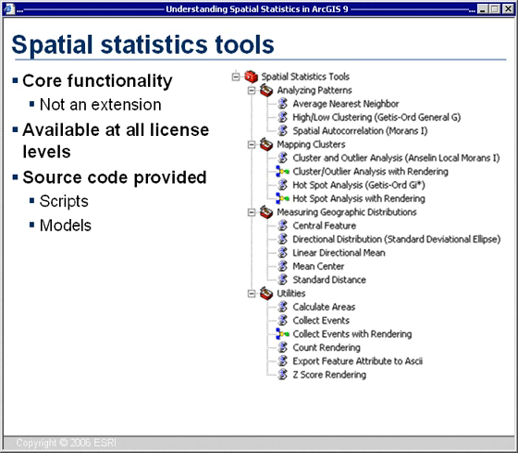ArcGIS 9 comes packaged with the spatial statistics tools needed for doing spatial distribution and pattern analysis. The tools are located in the Spatial Statistics Tools toolbox shown here. In this seminar, we will concentrate our time on 3 of the 4 tool sets. It is important to understand that these tools are core functionality included in ArcGIS 9. They are not a separate extension that you have to purchase. Also, these tools are available at all license levels: ArcView, ArcEditor, and ArcInfo.